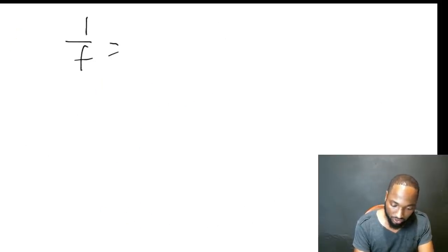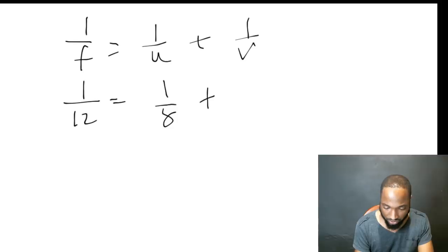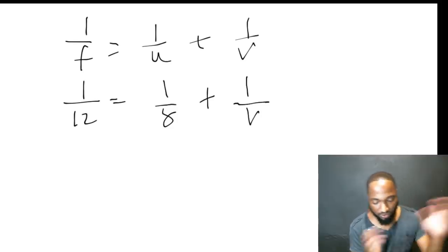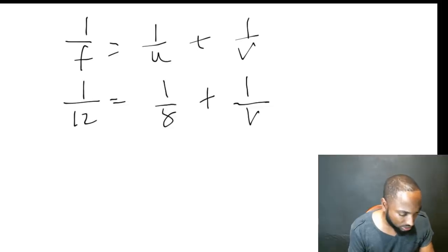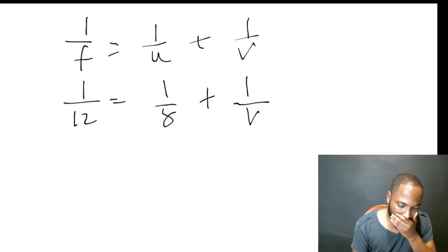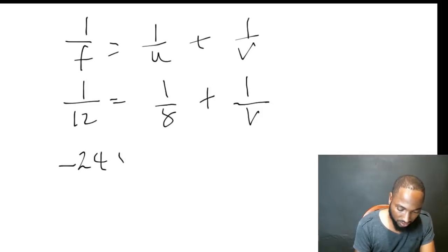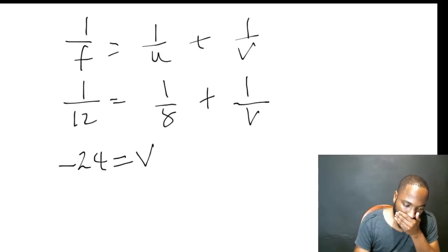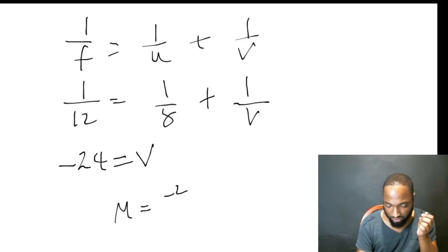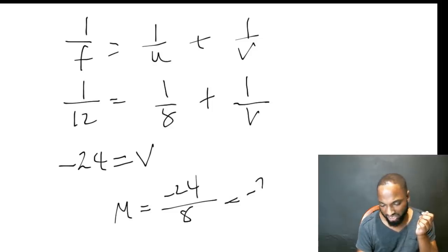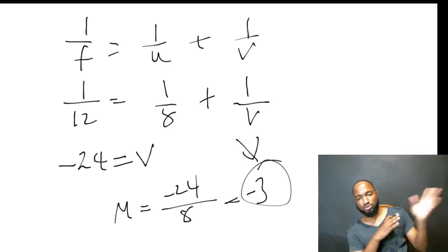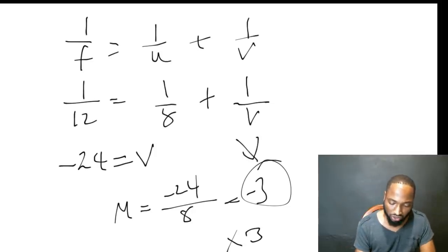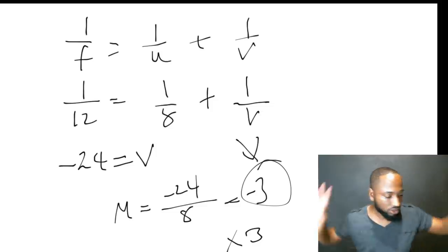For that one, 1 over F is equal to 1 over U plus 1 over V. Using 1 over 12 is equal to 1 over 8 plus 1 over V. Rearrange: when you take 1 over 12, take away 1 over 8, that's what you had to do, right? I get V to be negative 24. So the magnification will be negative 24 over 8, negative 3. Now it's only negative because it's in the reverse direction, so I could just say times 3. Use the positive.